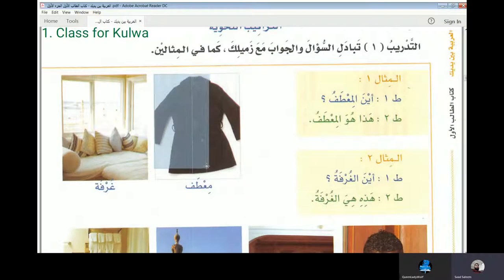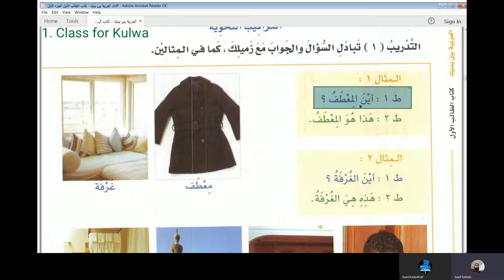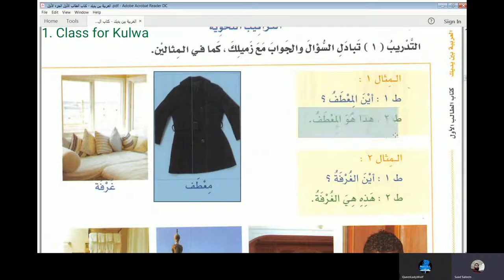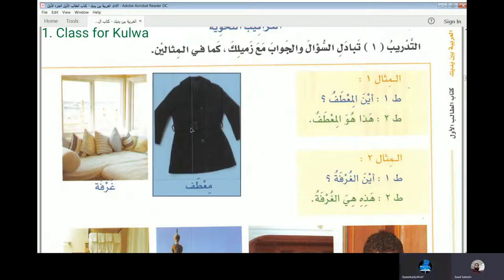So just according to the picture, the first student will ask: أين المعطف, where is the coat? Since المعطف is a masculine word, the second student will say: هذا هو المعطف, here it is the coat. What is in the picture? What do you call it in English? This is the coat, or jacket, coat or jacket.